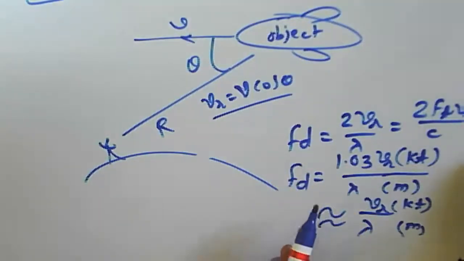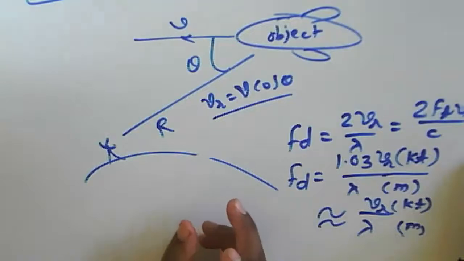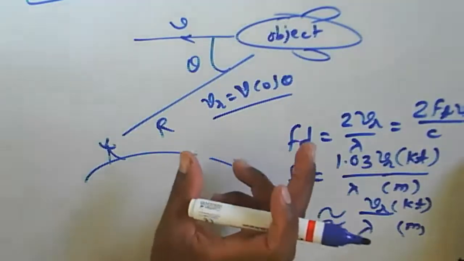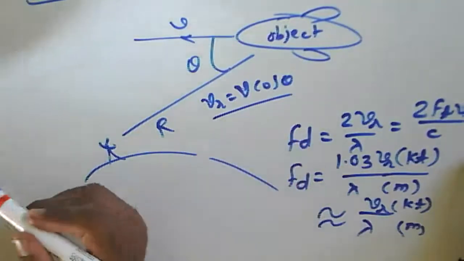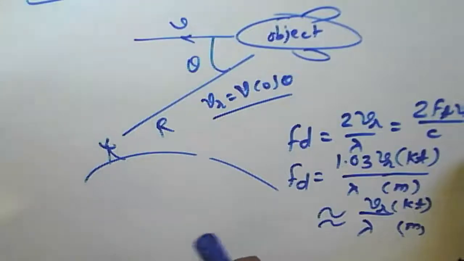This can be defined for every frequency variation. So what will be the total frequency? That can be defined with respect to the different wavelength, lambda.